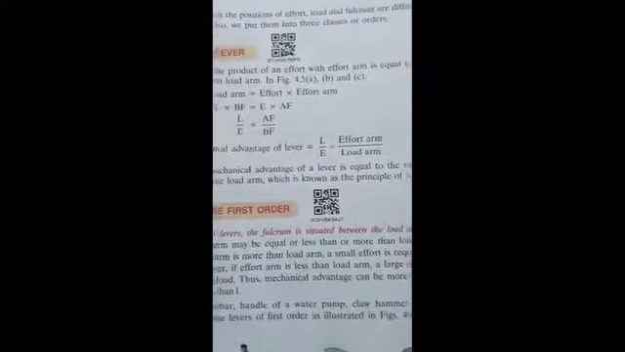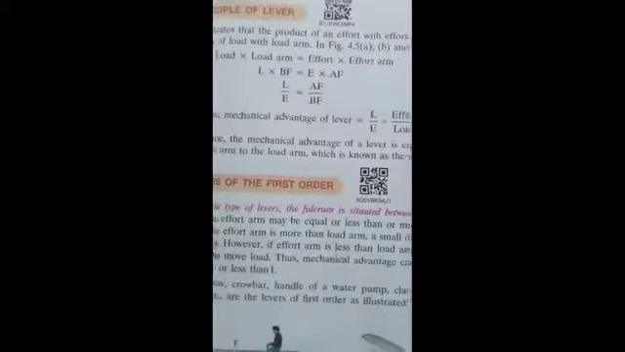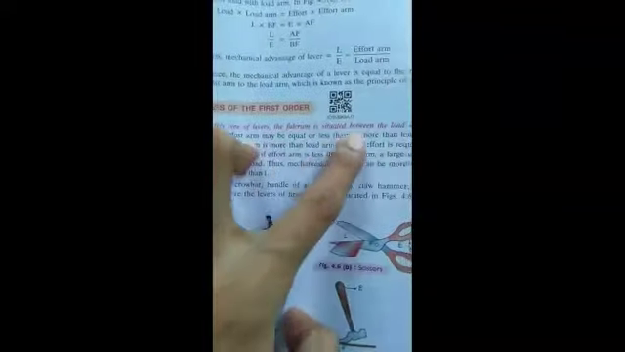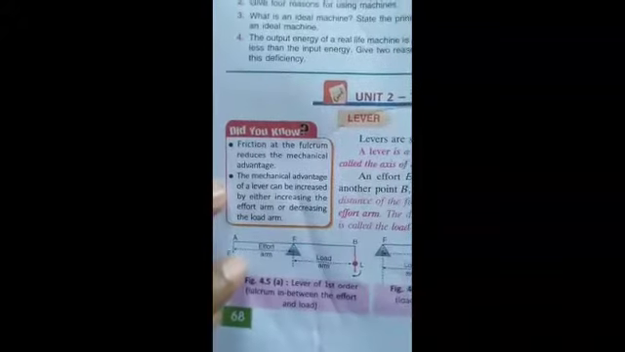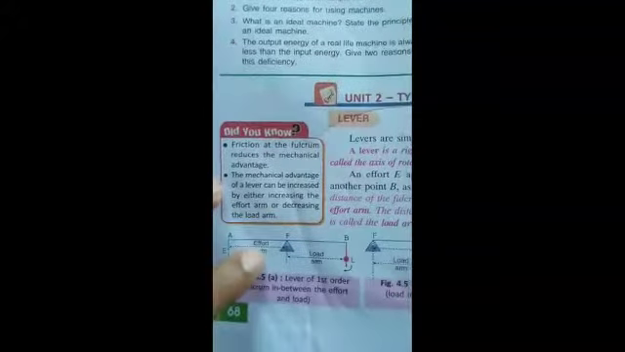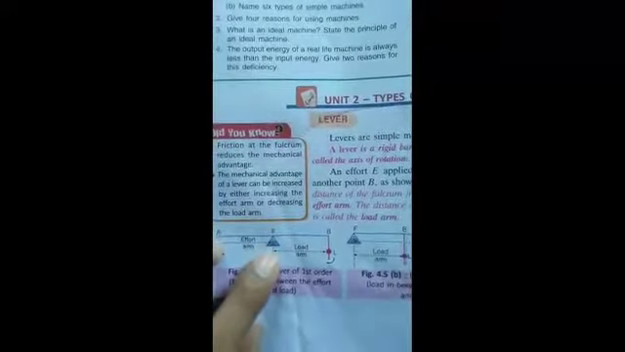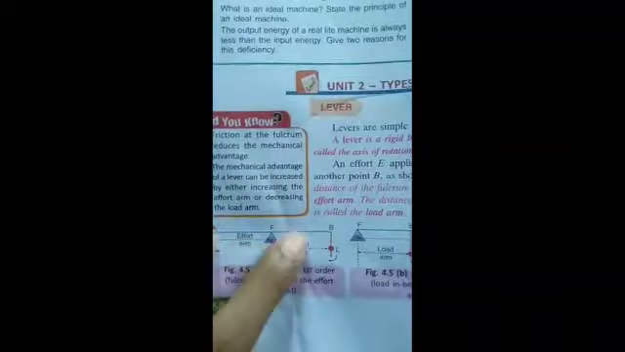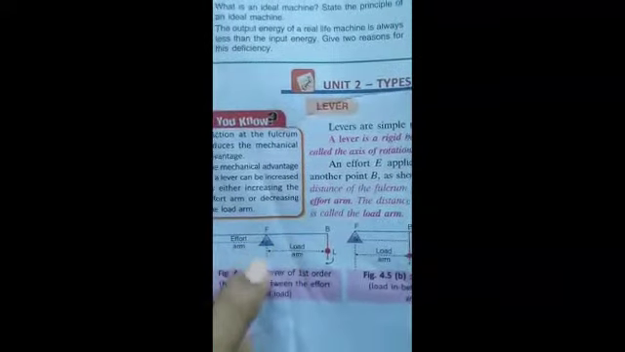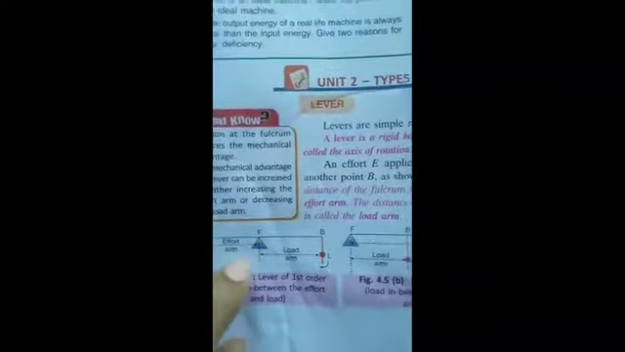Now, levers of the first order. In this type of lever, the fulcrum is situated between the load and the effort. So in the case of a first order lever, the fulcrum is situated between the load and the effort. This figure 4.5 implies the first order lever. Here the fulcrum is in between the load and the effort, right? So this is actually the first order lever.